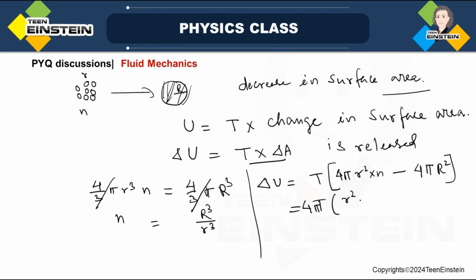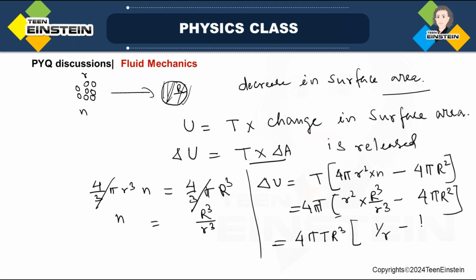This R square, this is n, the value of n I'll put here as this, minus 4 pi R square. Okay, this is the thing. Now look, this 4 pi T r cube, let us take common, and this is 1 by r minus 1 by capital R.